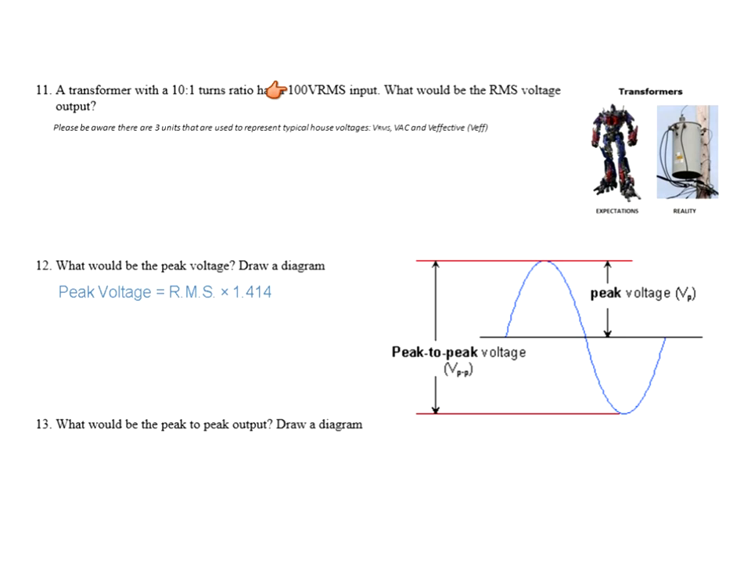Well, first I have to identify this as a step down. Step down has a big number in the front and 1 in the second number. So I would take 100 volts RMS and divide it by 10. So my output for this transformer would be 10 volts RMS on the secondary. 10 volts RMS.